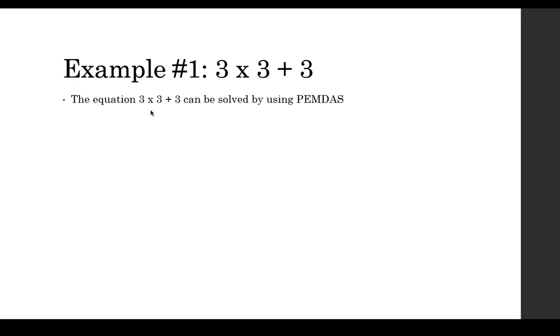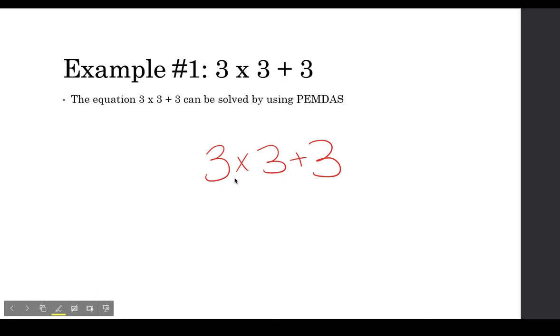The equation 3 times 3 plus 3 can be solved using PEMDAS. So let's solve it, and then we're going to check if we're correct. Let's start by writing up PEMDAS. Okay. So we don't have any parentheses. We don't have any exponents. Do we have multiplication and division?